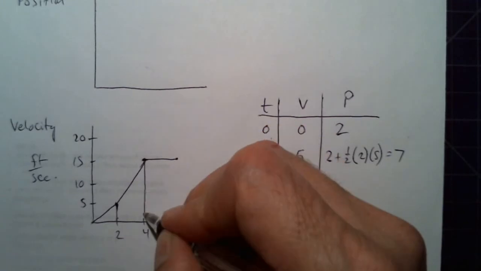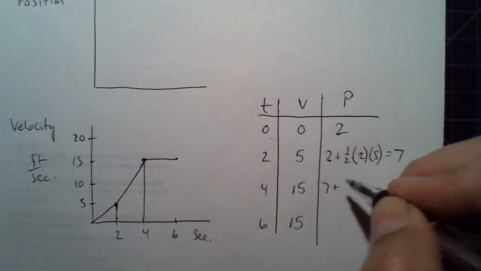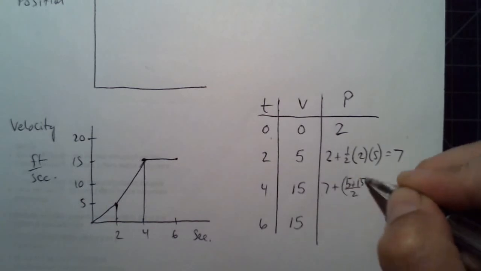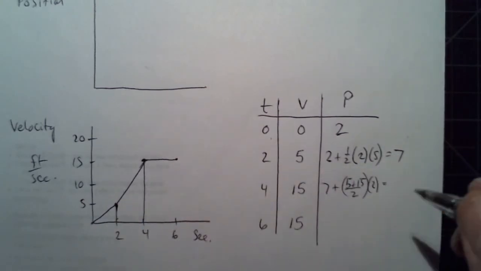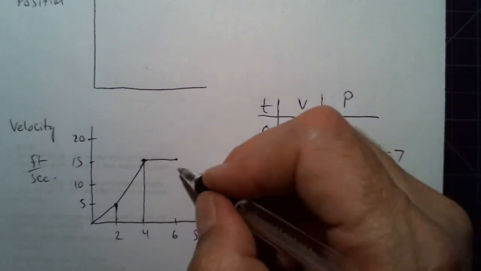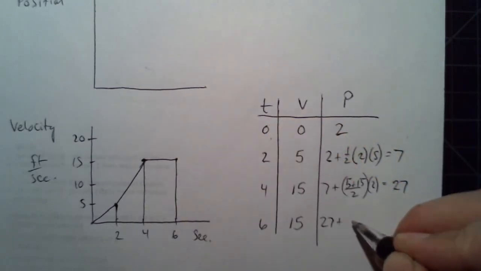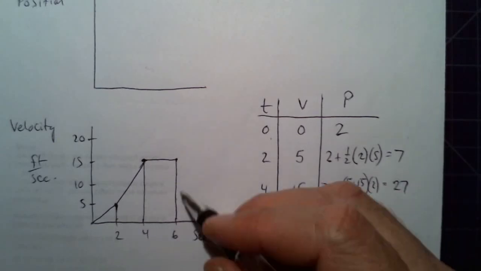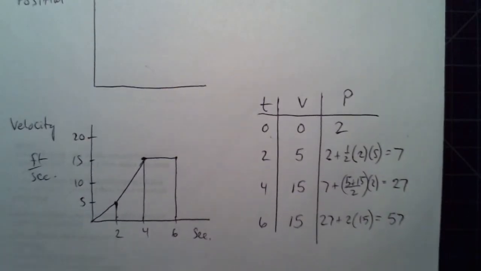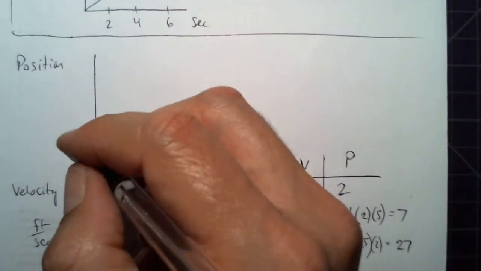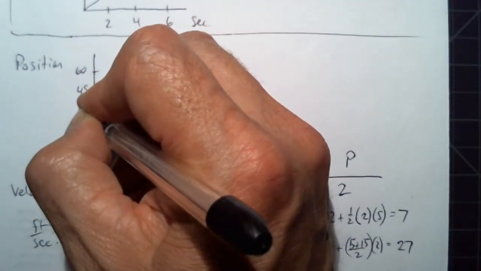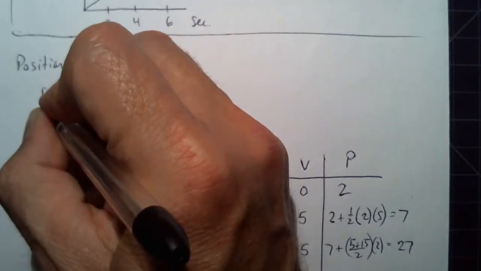And then we'll do the next area. We're going to have 7 plus the next area, 5 plus 15 over 2 times the base is 2. 20 over 2 is 10, times 2 is 20, that's 27. And then we have 27 plus, just a rectangle, so it's 2 times 15, and we get 57. And this is in feet.